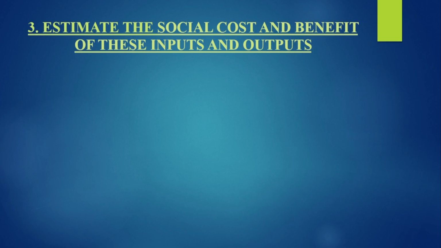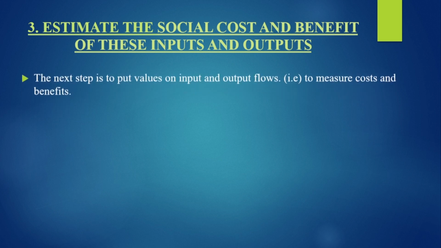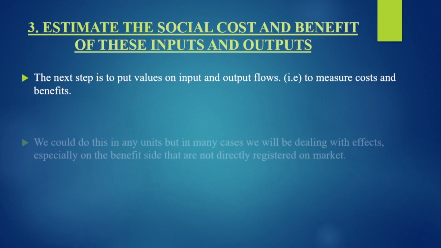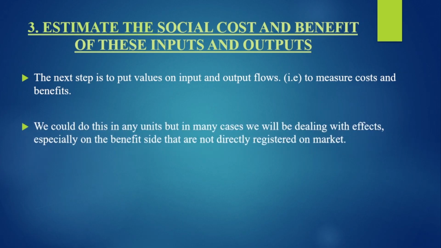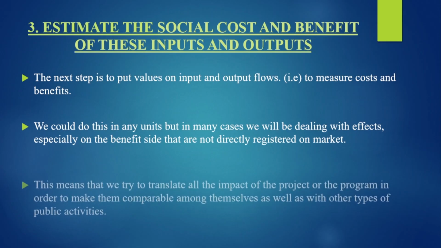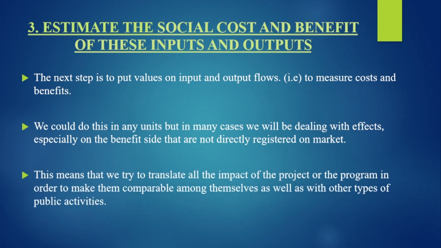Third point is to estimate the social cost and benefit of these inputs and outputs. The next step is to put values on input and output flows, that is, to measure cost and benefits. And secondly, we could do this in any units, but in many cases we will be dealing with effects, especially on the benefit side, that are not directly registered on the market. Thirdly, this means that we try to translate all the impacts of the projects or the program in order to make them comparable among themselves as well as with other types of public activities.